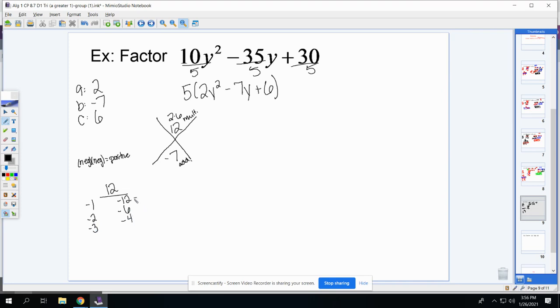I think those are really our only options, right? So multiplying those, we get +12. We are hoping to add to get a -7. Well, -1 minus 12 is -13. -2 minus 6 is -8. And -3 minus 4 is the exact number that we were looking for, -7. So -3, -4, those are going to be our two numbers.